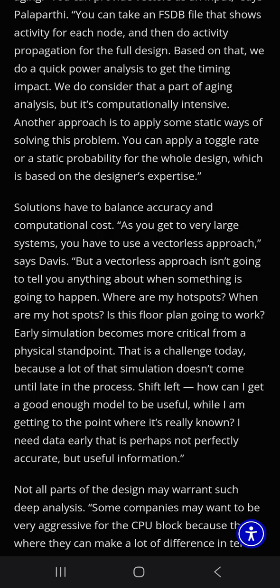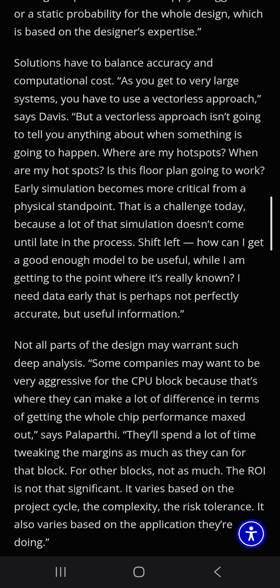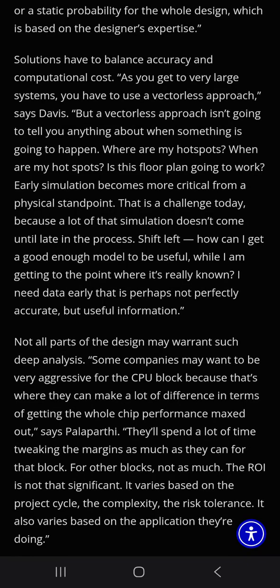But a vectorless approach is not going to tell you anything about when something is going to happen. Where are my hotspots? When are my hotspots? Is this floor plan going to work? Early simulation becomes more critical. From a typical standpoint that is challenging today, because a lot of the data from simulation does not come until late in the process. Shift left. How can I get a good enough model to be useful?